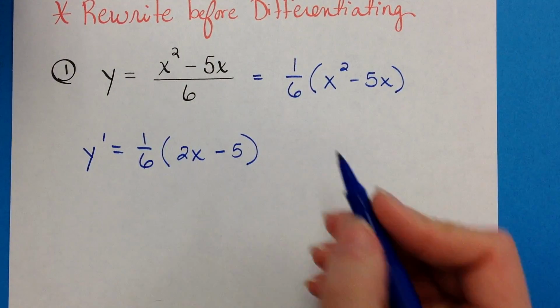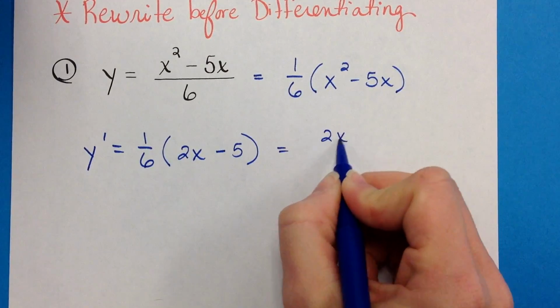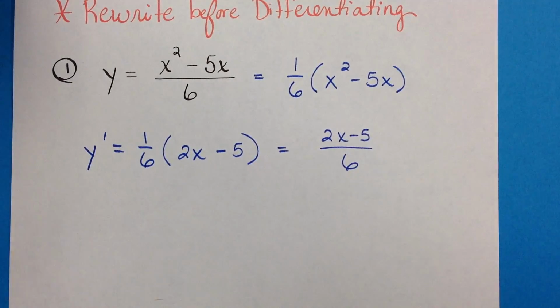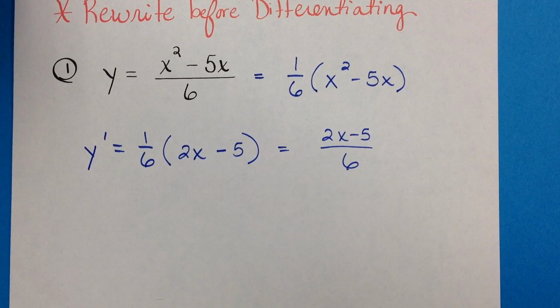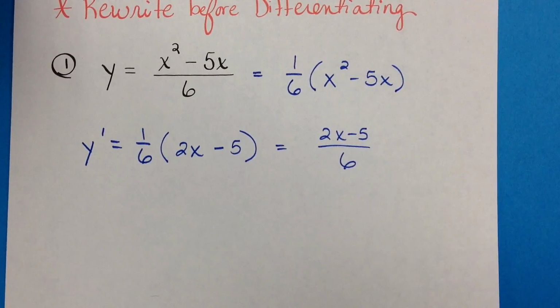If you distributed the 6 back, like if you wanted to make this 2x minus 5 over 6, I mean, that would be fine. Either one of those answers would be good. But by just doing a little bitty step there, rewriting, I got to avoid not only quotient rule, but also I didn't have to do product rule.